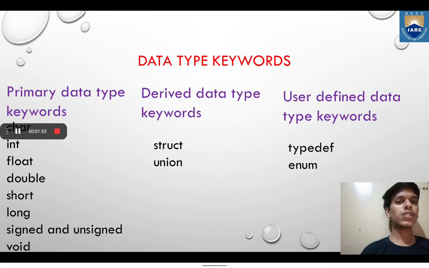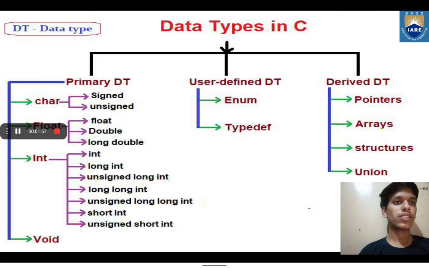As we know, there are different data types. Here it is mentioned, data types in C. We know that there are three types of data types in C: primary data types, user defined data types, and derived data types. Primary data types are char, float, int, double, void. These are the primary data types which are used to define a variable or an identifier.